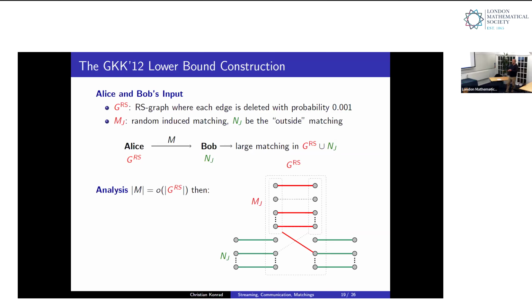So if the message from Alice to Bob is significantly smaller than the size of this Ruzsa-Szemerédi graph, then on average, for each of these induced matchings, we have only little-o of n bits to describe it within this message, which means that Bob will only learn about a random induced matching, basically little-o of n edges. And little-o of n edges are just not enough to increase the size of this matching significantly. So the best Bob can do is pick these outside edges and whatever information in the message is about this special matching. And there's just not enough information. This gives a two-thirds approximation to the maximum matching. So this is the idea. These Ruzsa-Szemerédi graphs are really very important for streaming and for proving these lower bounds.